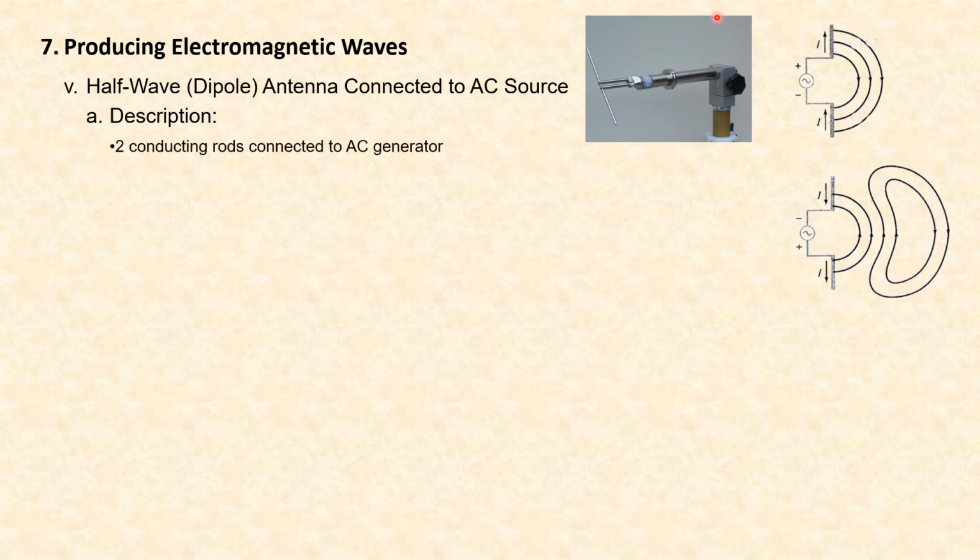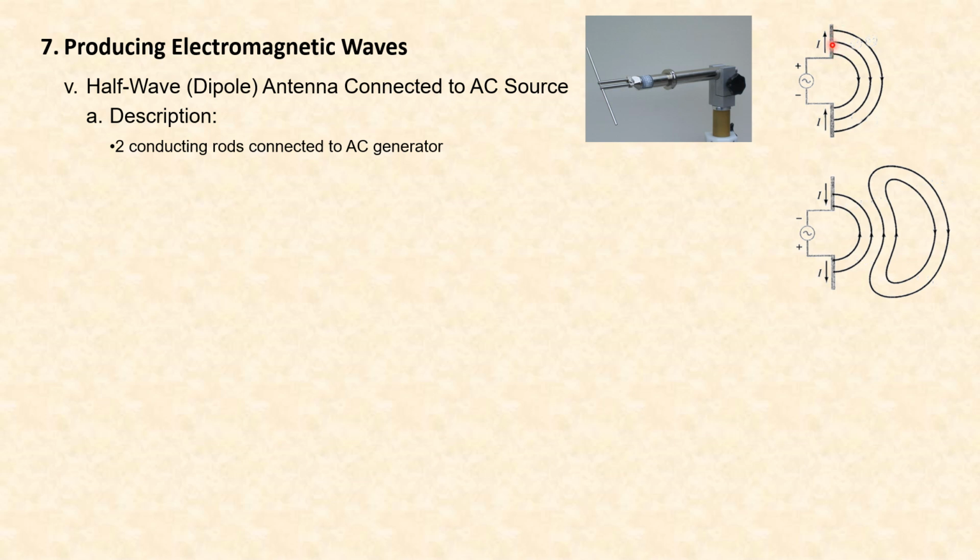So the dipole antenna consists of two conducting rods that are connected to an AC generator. Basically what that means, and if you look at this picture, is that for half of the cycle, the current in these rods will be in one direction, whereas half a cycle later, the current in these rods will be in the opposite direction.